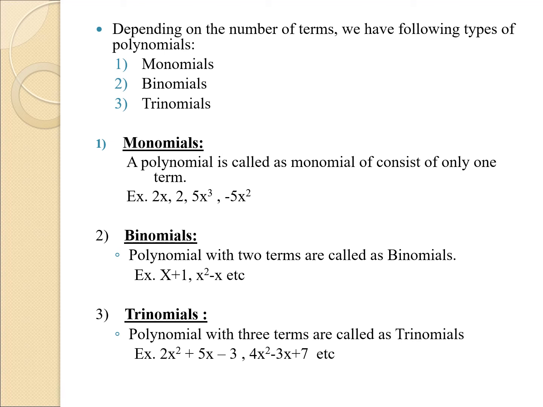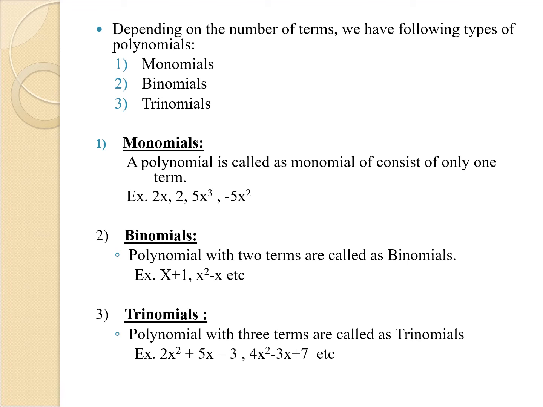Similar to these two, there are trinomials. When a polynomial consists of 3 terms, it is called a trinomial. An example is 2x square plus 5x minus 3. So this 2x square is the first term, 5x is the second term, 3 is the third term. This is called a trinomial. Similarly, one more example given here is 4x square minus 3x plus 7. So here also there are 3 terms.